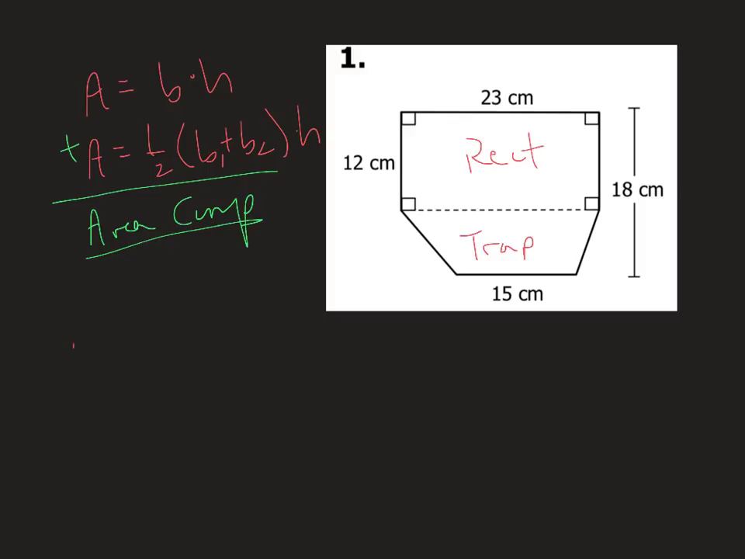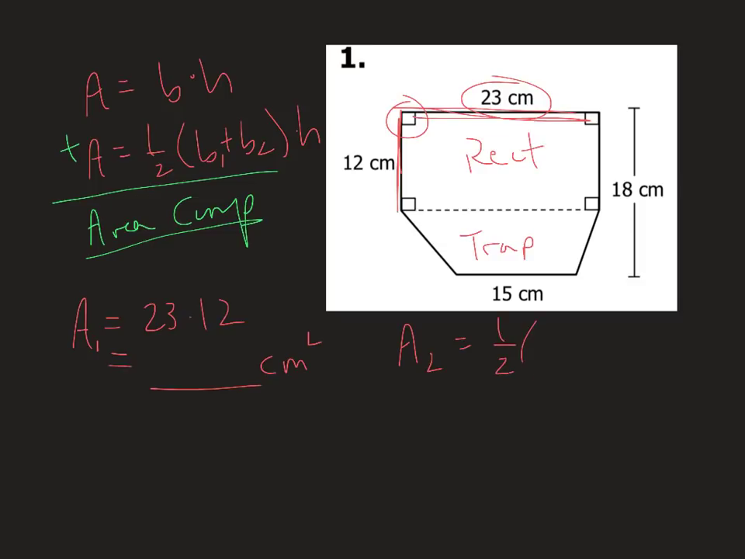I know that the rectangle is base times height. So here's the base, that's 23. Here's my height, connected by the 90-degree angle. I'm always looking for that. There's my rectangle. And you're going to finish that one off. Don't forget that that's square centimeters. So let's call that area sub 1. Okay, then for area sub 2, that's our trapezoid.